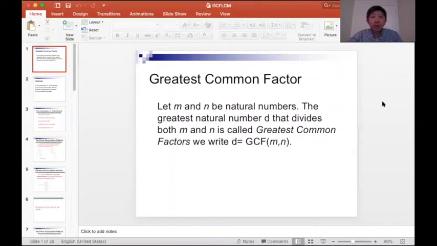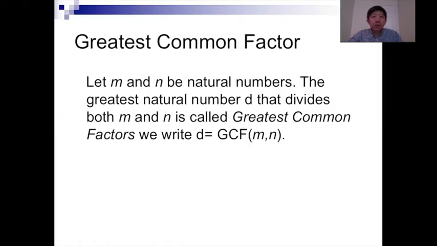All right, here is the greatest common factor. And here is a definition of the greatest common factor. Now here, we let m and n be natural numbers. The greatest natural number d that divides both m and n is called the greatest common factor, and we write d equals GCF(m, n). That's the definition.